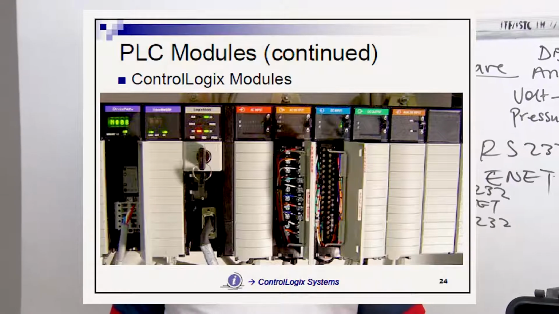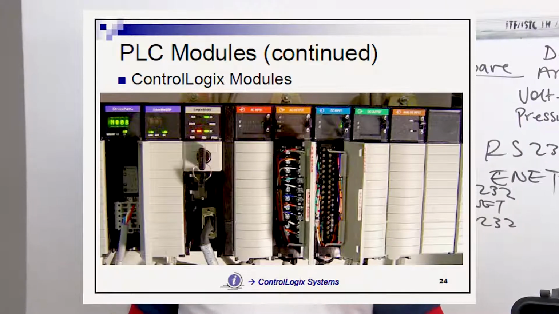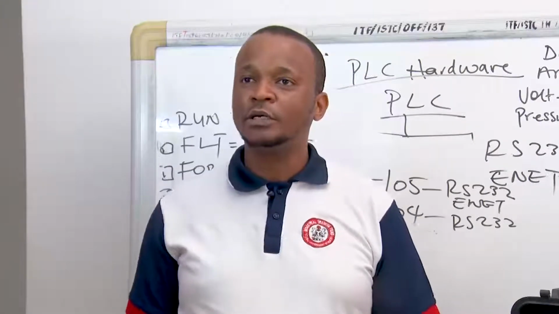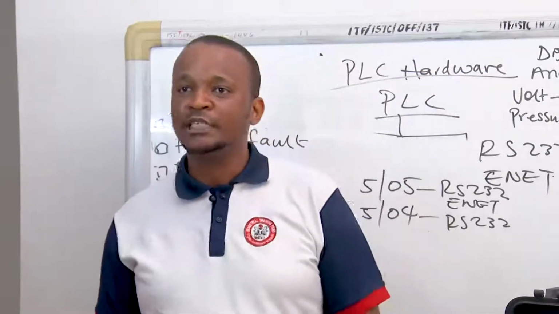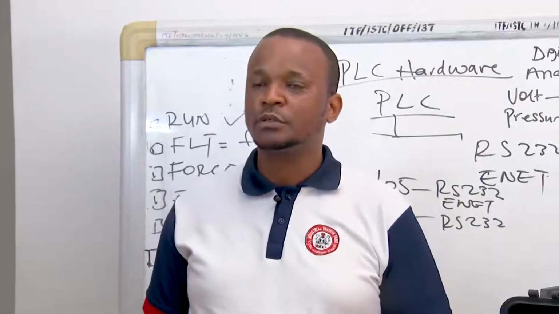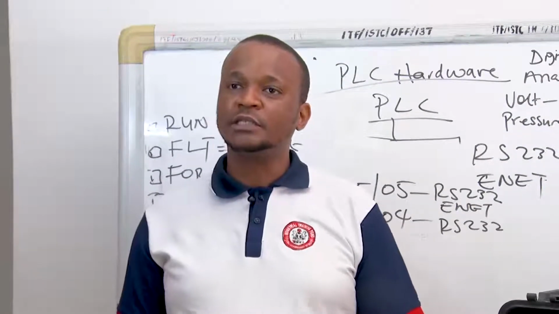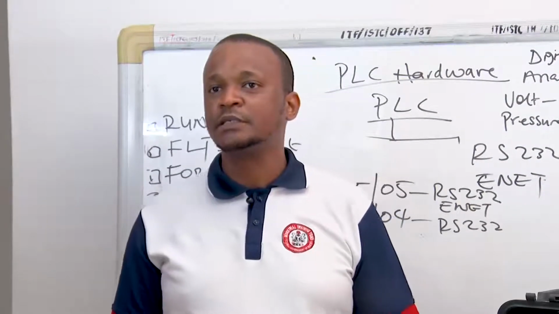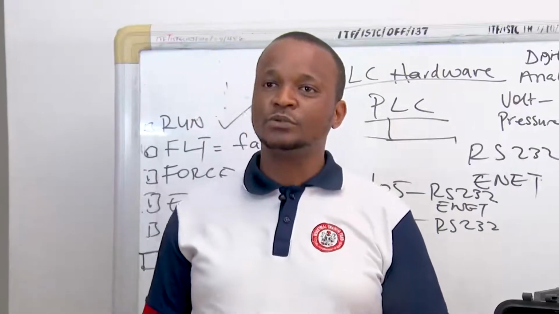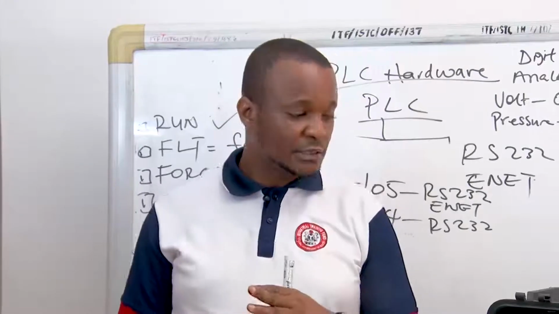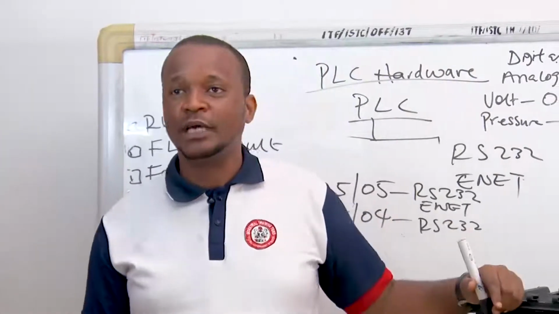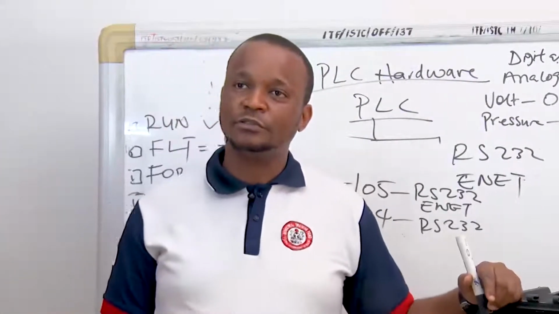You can see the CPU there. You can see other modules like the input module. You can see the output module. You can see the communication module, okay, for communicating with other PLCs. And you can see the RS-232 and other things that we've just mentioned. So you can see it's a bit similar to the SLC 500.